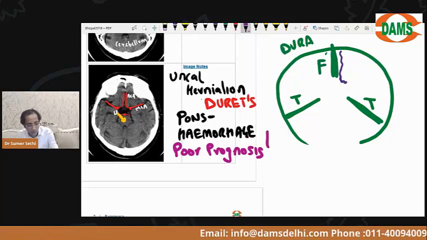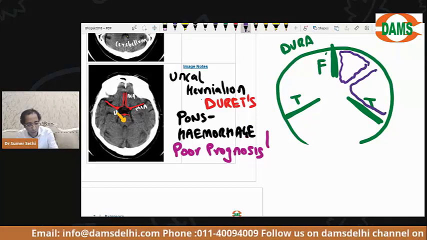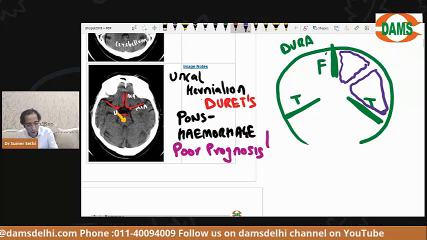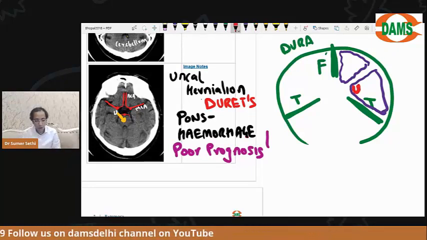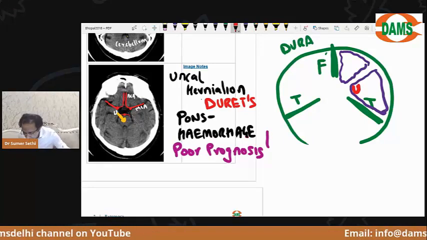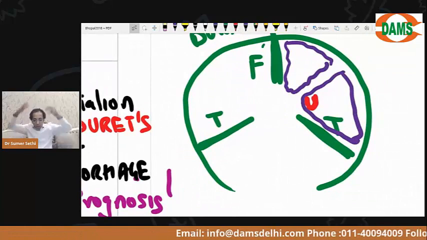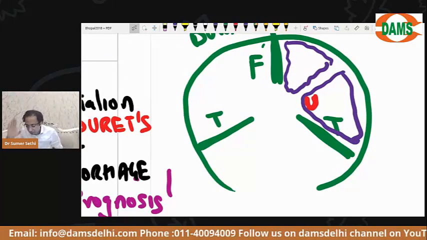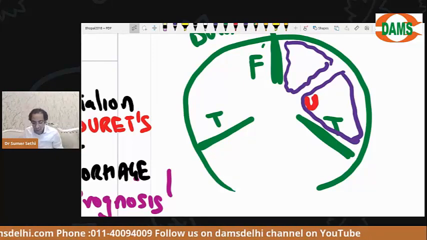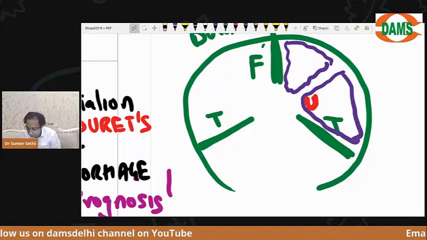This is where you have the frontal lobe. This is where you have the temporal lobe. This is the uncus. Let me zoom it. So this is a coronal section of the dura mater: you have a midline fold called the falx cerebri, and you have a tent-like fold called the tentorium.